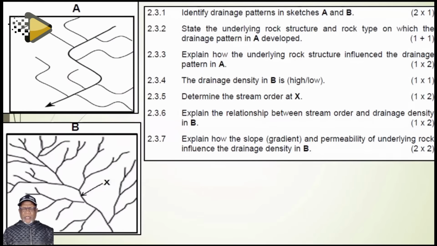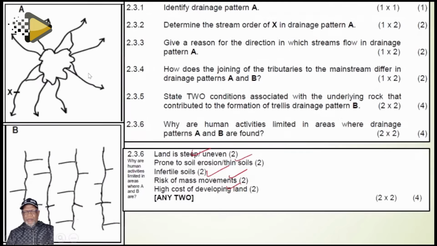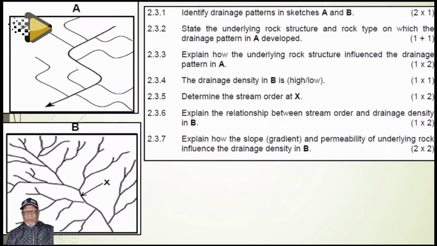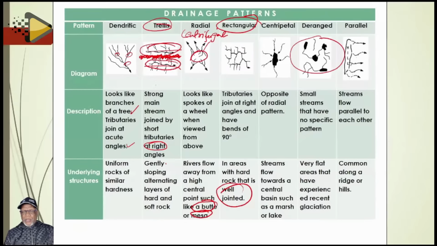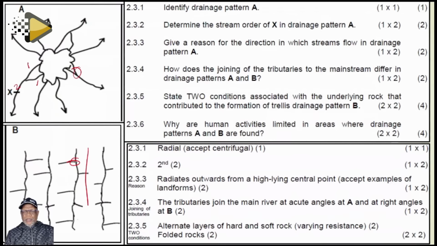Now, let's look at two other drainage patterns. Identify the drainage pattern in sketch A and B. You can see the mainstreams are bending there at 90 degrees, which means this one will be rectangular. And this other one looks like the first one that we looked at, which is the dendritic pattern.